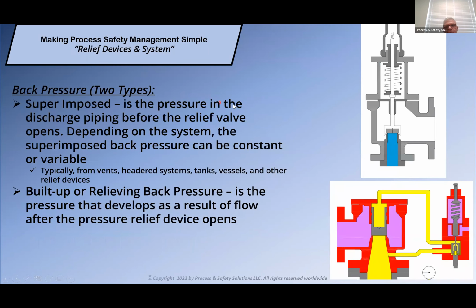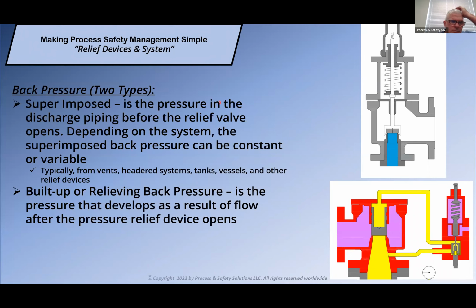So let's talk about the two different back pressures. You've heard me talk quite a bit about back pressure in general, and this is one area that we see quite often that is not addressed appropriately or correctly. So we're going to spend a little bit of time talking about that today, just so that when you design your systems, you're addressing back pressure.